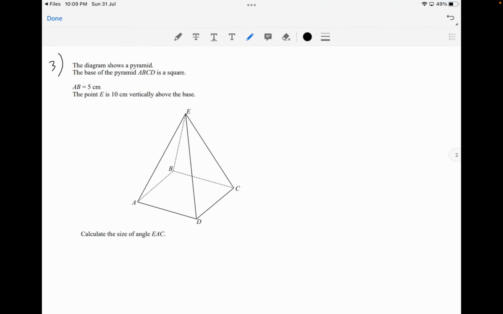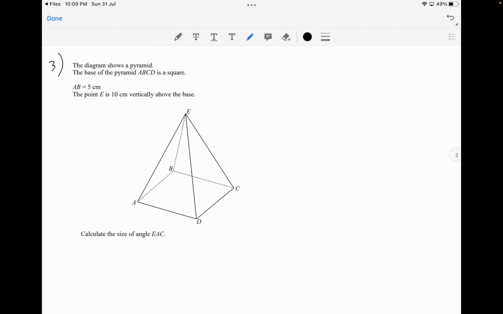Okay, so the second question is about a diagram that shows a pyramid, and the base of the pyramid ABCD is a square, where AB is equivalent to 5 centimeters and the point E is 10 centimeters vertically above the base. Now you have to calculate the size of angle EAC.